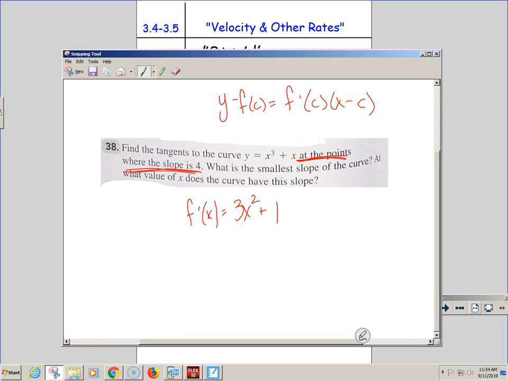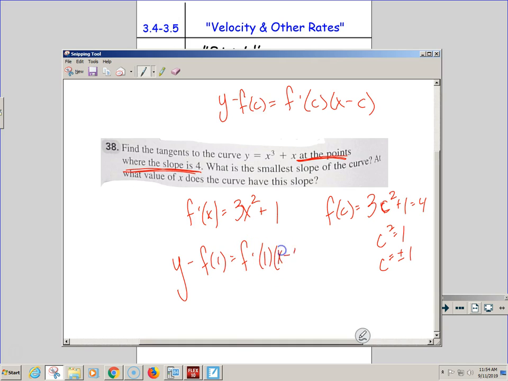So in order to figure out what points they want the tangents at, we would say, okay, f prime of c, the slope's 4. I subtract the 1, divide by 3, and I get c squared is equal to 1. That's going to be at the x values plus or minus 1, which is why they did tangent lines. And you guys could finish at this point for each of those: y minus f equals f prime of negative 1, x plus 1.